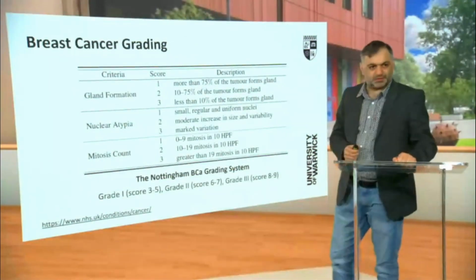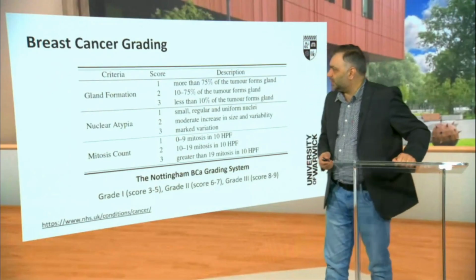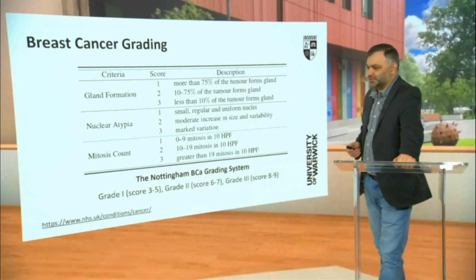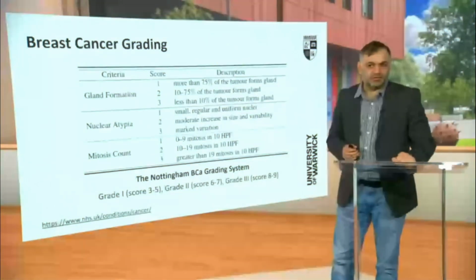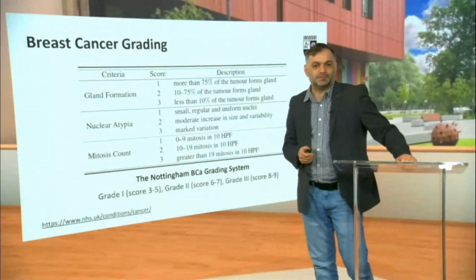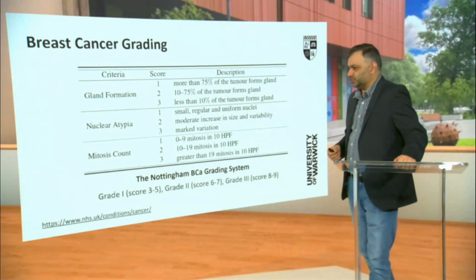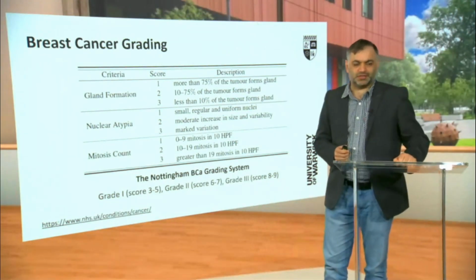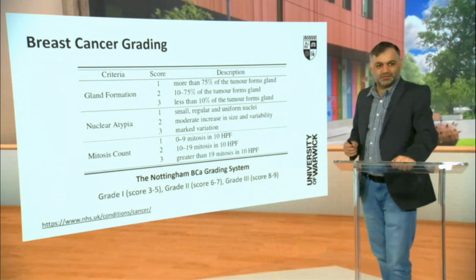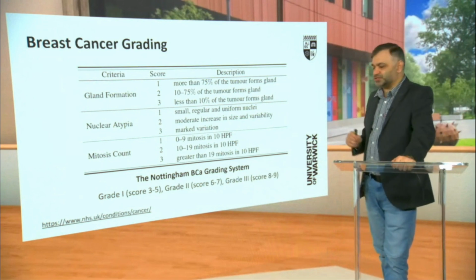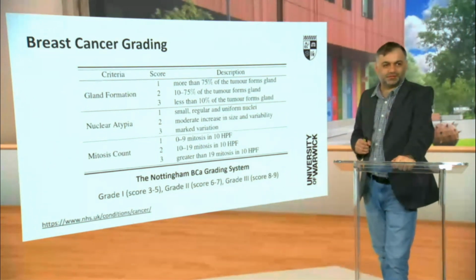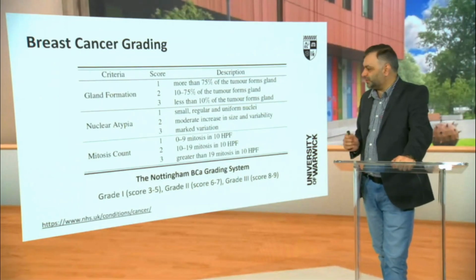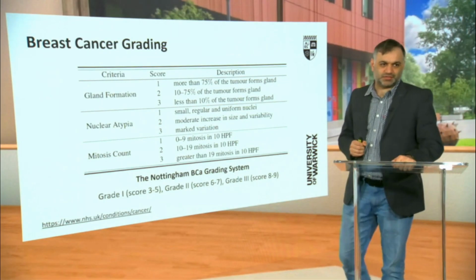So where can our computer science knowledge help us in analyzing these tissue specimens? One of the examples is breast cancer grading. A well-known breast cancer grading system is the Nottingham breast cancer grading system, which is utilized all over the world, and it was developed by our colleagues at Nottingham University. It involves scoring the tissue specimens using three different criteria. One of them is gland formation, the other one is nuclear atypia, and the third is the mitosis count.